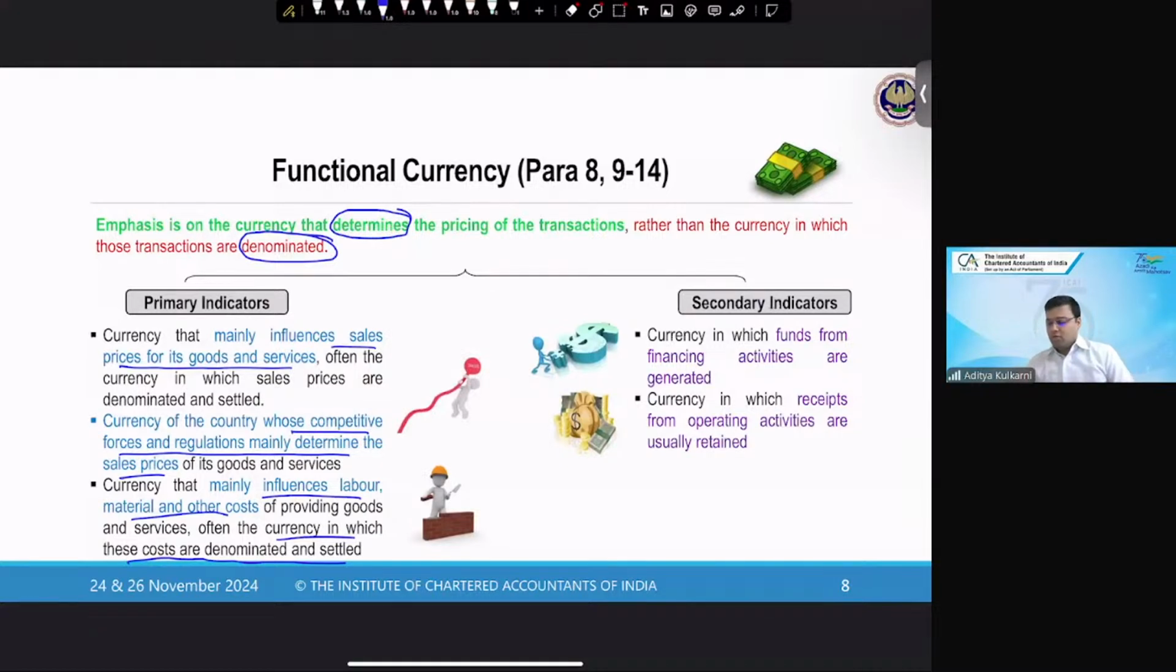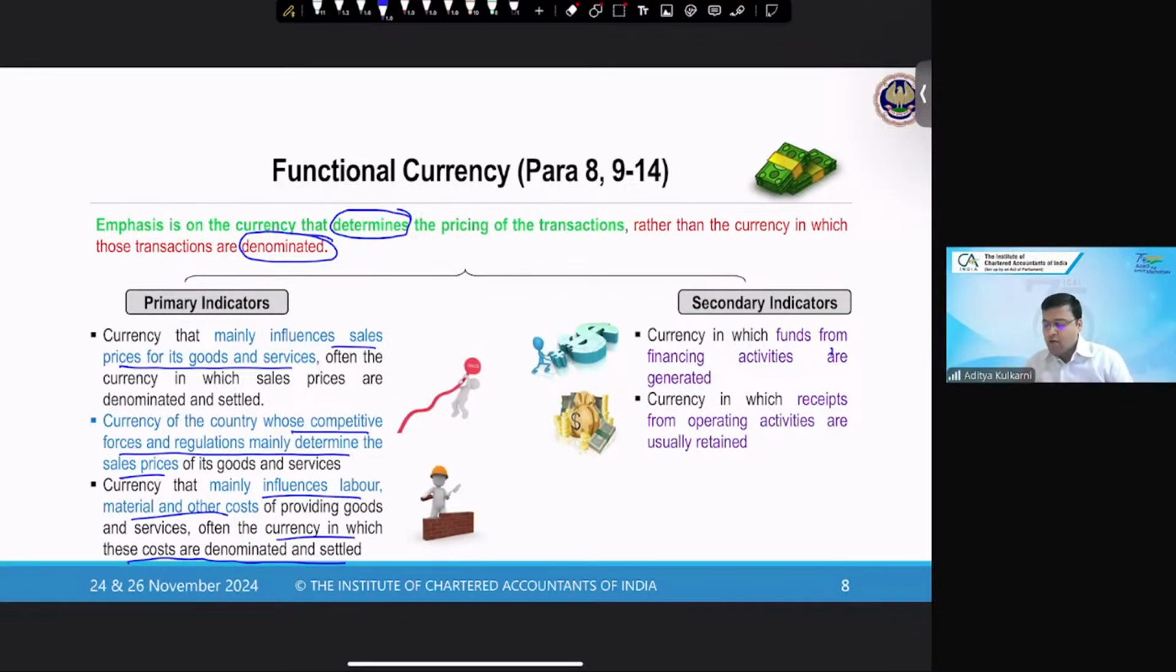Now, suppose I get a company like Apple, for example, where sales are getting influenced by the economic environment of certain countries, and costs are getting determined based on the local environment here. There ends up being a tie.